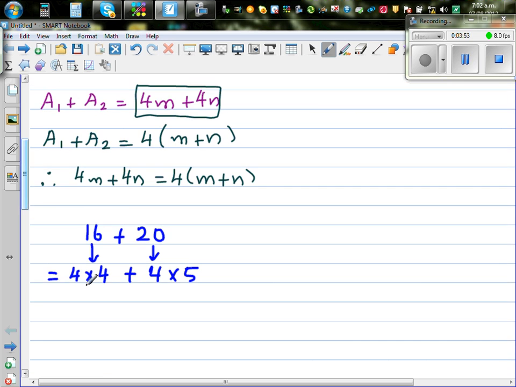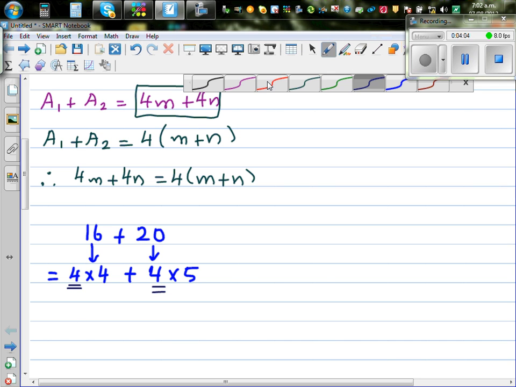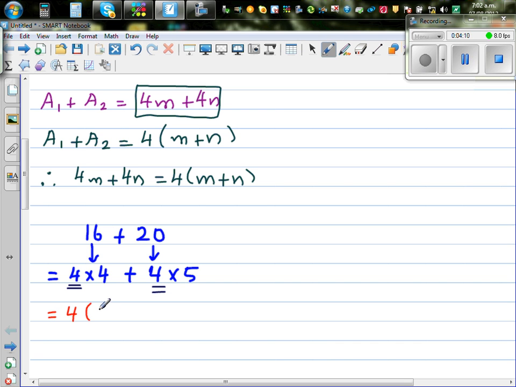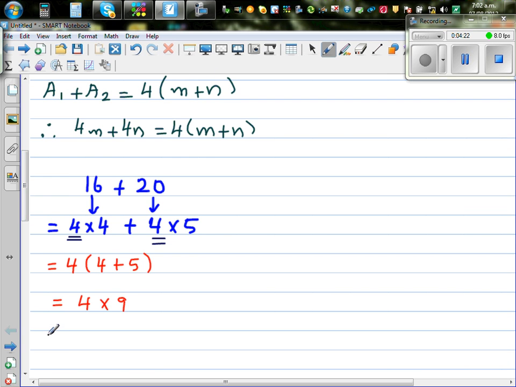So 4 times 4 plus 4 times 5, you can factor out this 4. This is called a common factor. If you factor out this common factor, which is 4, you can write inside the bracket what is not common, which is 4 plus 5. And which is nothing but 4 times 9. Can you understand that these are two equivalent expressions, that 16 plus 20, which we know is 36, is the same as 4 times 9. So this is an equivalent expression in number or arithmetic.